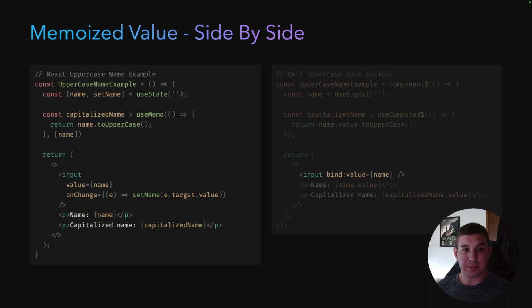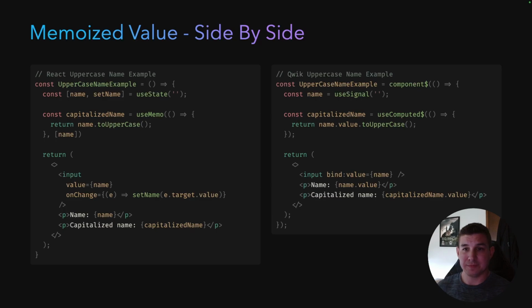Controlling an input is as simple as binding the value of the signal to the input. Rendering a signal requires adding dot value. Rendering the useComputed value also requires adding the dot value. Again, here's the full side-by-side.